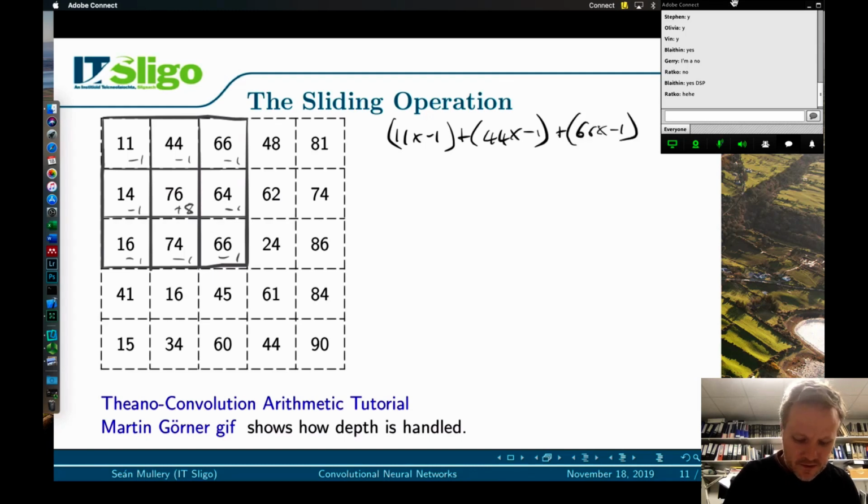And this continues. You have the 14 by -1, the 64 by -1, the 16 by -1, the 74 by -1, and the 66 by -1. And you finish by adding the 76 by 8. And you see whatever result you get.